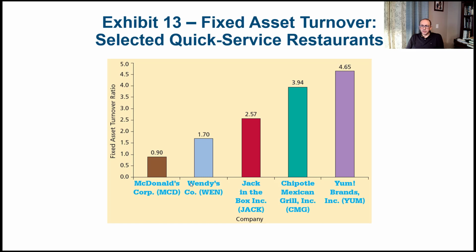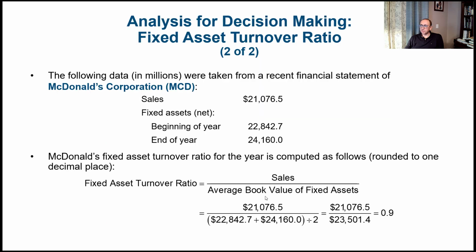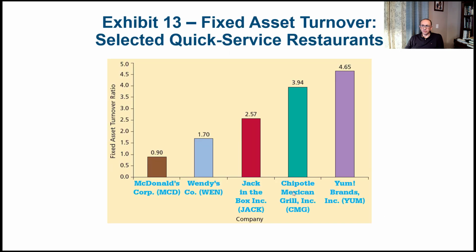It's always good to compare companies in the same industry. So for McDonald's, it's 0.9. For Wendy's, it's 1.7. Jack in the Box is 2.57. Chipotle Mexican Grill is 3.94. And a company called Yum, it's 4.65. So you can see that McDonald's is the lowest when compared. It simply says here that for every dollar invested in fixed assets, the company generates 90 cents in sales. Of course, other companies are much more productive.